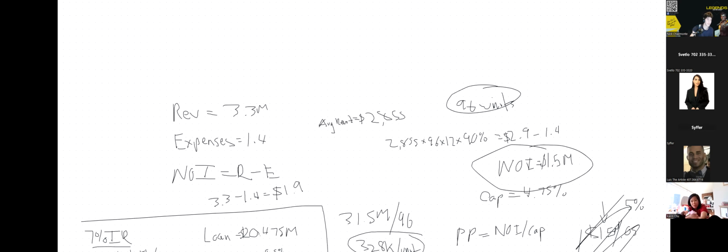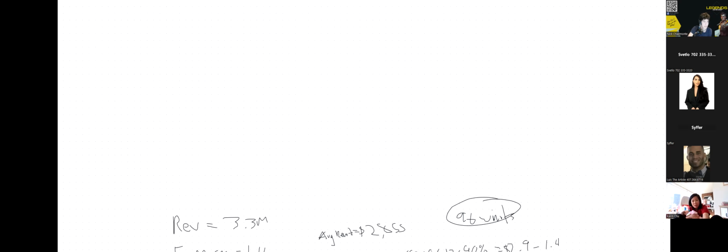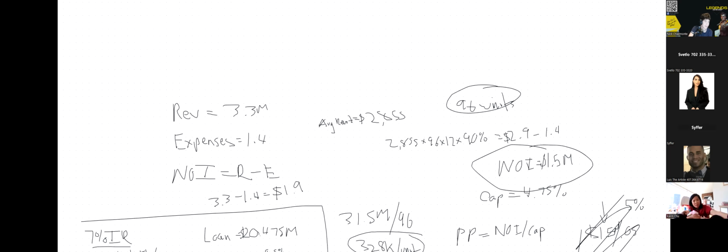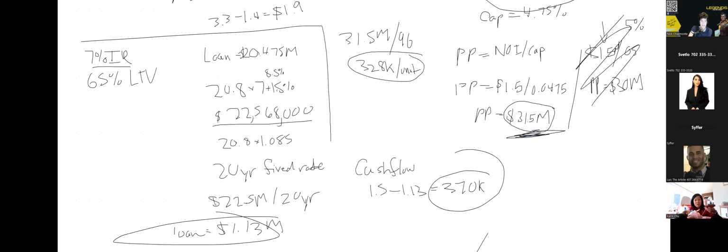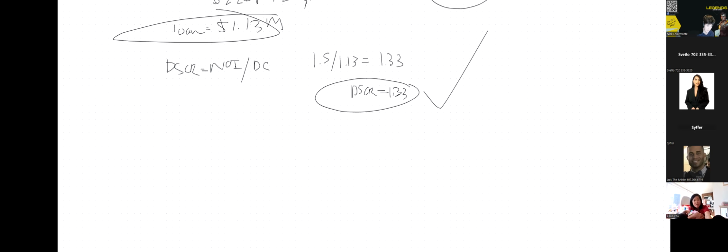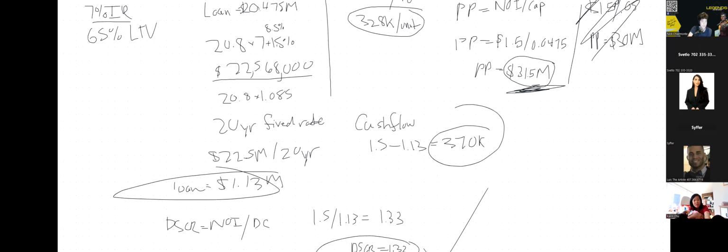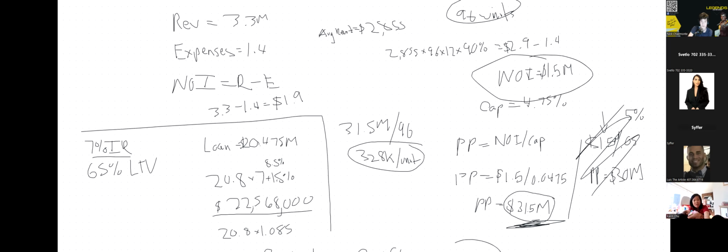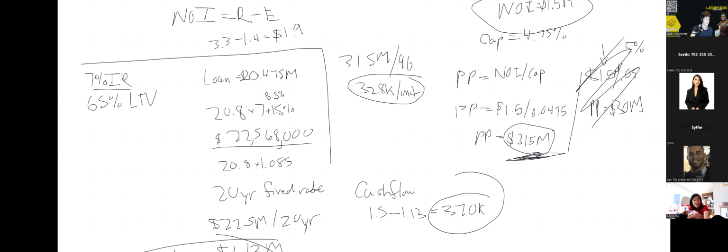Now, this would be with no changes, but this property is pretty new. It was built in 2016. If anyone sees the OM, it's a Class A. So there's not really any renovations you can do because the property is really nice. I was looking at the OM, and it's in a really nice location. It passes all of the tests. It's got a DSCR of 1.33, which is over 1 with our hypothetical loan. 328,000 per unit. And yeah, I would say it's a pretty good deal.